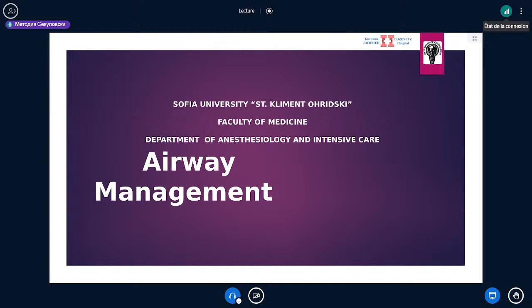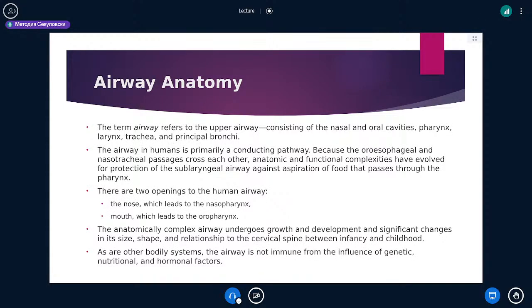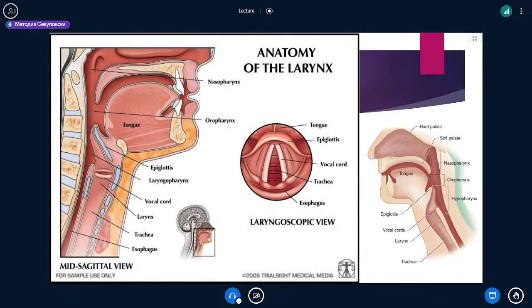Okay, about airway management for the anesthesiologist, what is important? Yes, the first one is airway anatomy. The term airway refers to the upper airway, which consists of the nasal and oral cavities, pharynx, larynx, trachea, and the principal bronchi. This is very important. Here you see in the picture, and I think that you know.